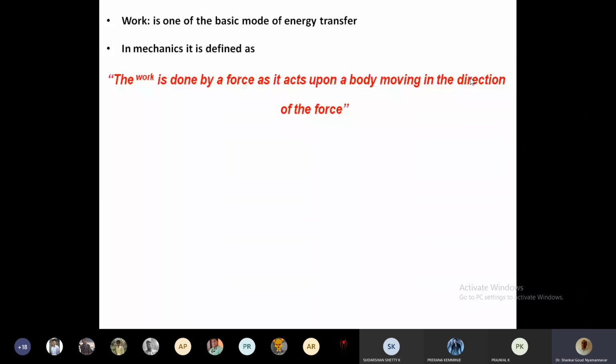Work is a scalar quantity. But work is a result of force. A force acting on a mass causes work to be done. So how much work is done when a force acts on a mass? You say the work is done by a force as it acts upon a body moving in the direction of the force. You have a mass, some mass.